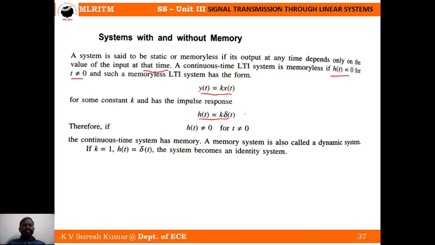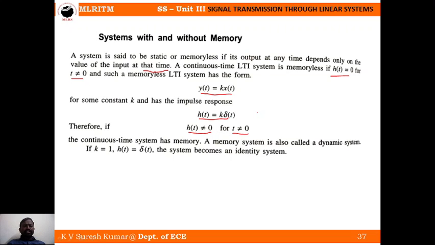So what is del of t? It is the impulse signal. When you multiply del of t with some constant k, you get h of t, and h of t is not equal to 0 only at t equals 0. That means if you take present inputs, you will get only present output. The present output depends only on the present input. Such kinds of systems are static or memoryless.